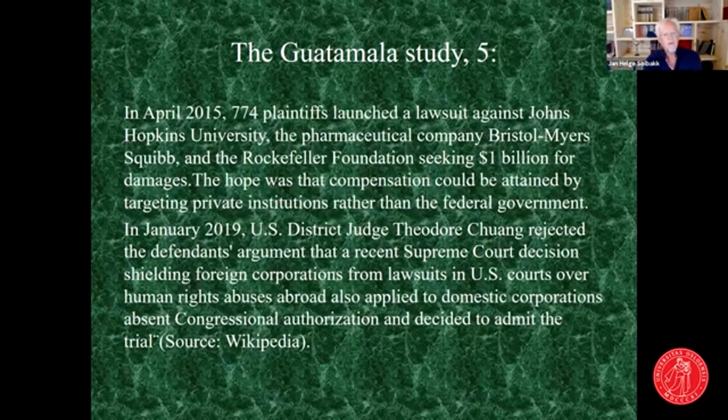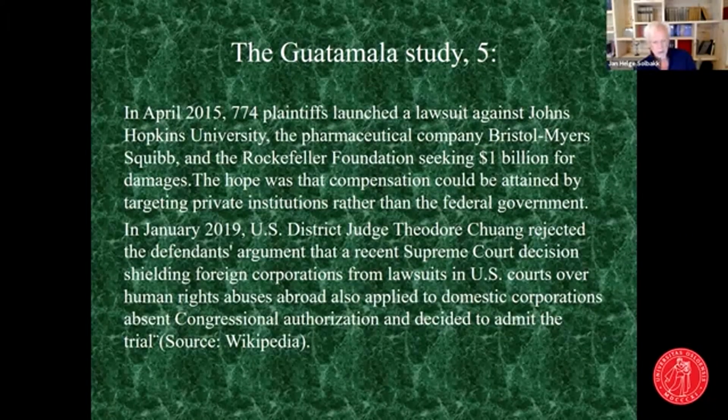In April 2015, 774 plaintiffs launched a lawsuit against Johns Hopkins University, the pharmaceutical company Bristol Myers Squibb, and the Rockefeller Foundation, seeking $1 billion for damages. The hope was that the compensation could be attained by targeting private institutions rather than the federal government. That is, Johns Hopkins University, this pharmaceutical giant, and the Rockefeller Foundation.